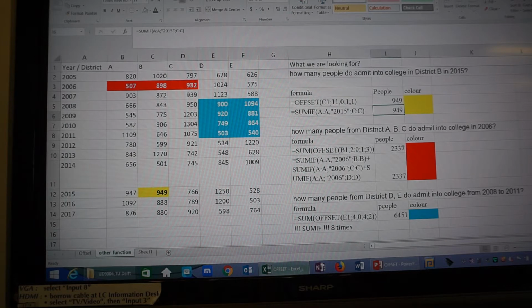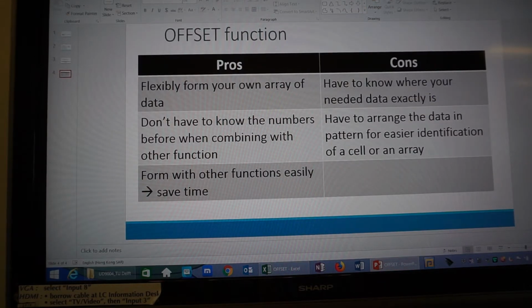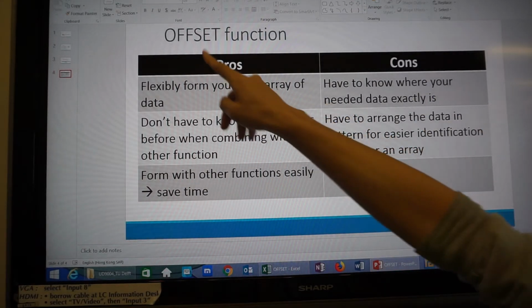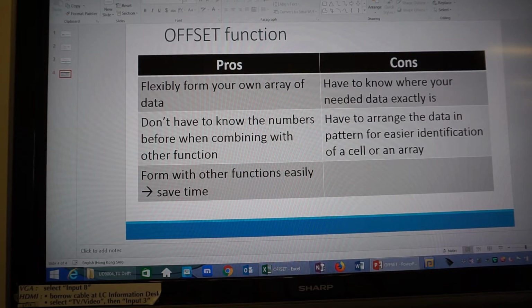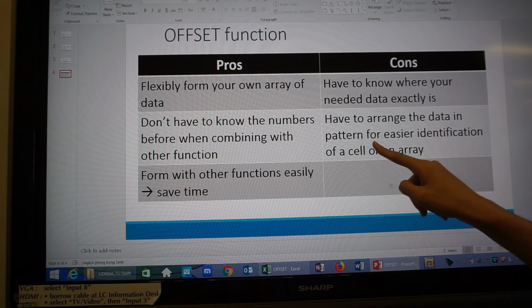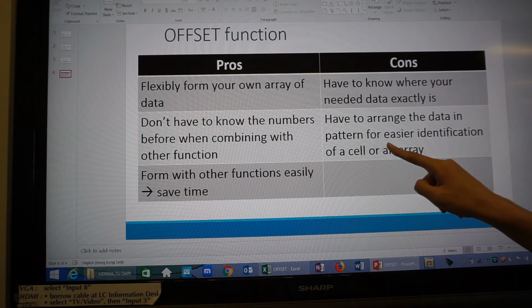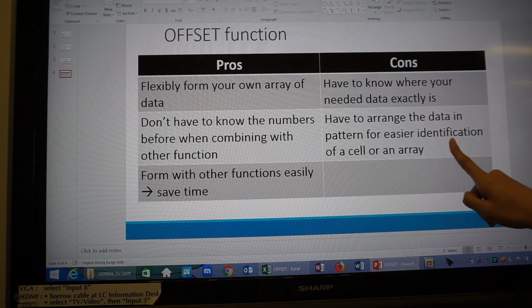So to give a brief idea on why we need the offset function, basically the pro is that we can flexibly form our own array of data, and we don't need to know the exact numbers beforehand when we are combining with other functions, and we can combine it with other functions easily, which saves time. However, the con is that we have to arrange the data in a pattern, for example, in ascending or descending order, for easier identification. Thank you.